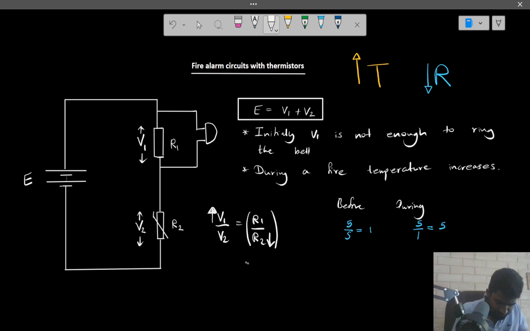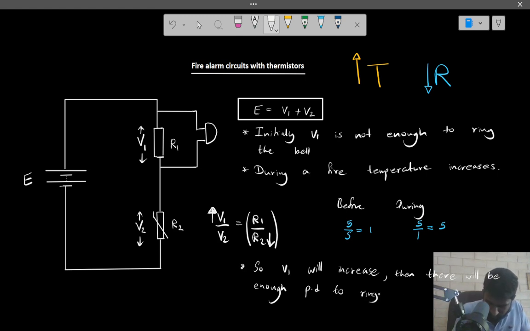So you can write here: therefore, V1 will increase, then there will be enough potential difference to ring the bell. There will be enough potential difference to ring the bell.